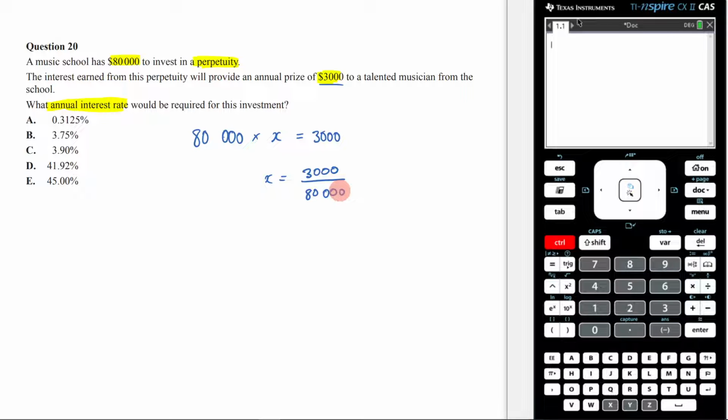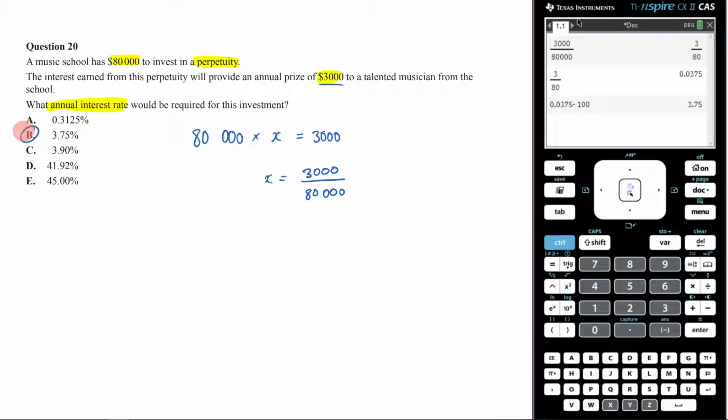So you can quickly come here and go, all right, 3,000 over 80, 1, 2, 3. And just like that, you have to make sure to hit Control, Enter. It's going to be that. If you need, you can times it by 100, but hopefully you can just read that off. It's going to be 3.75%. And that's it. That's how you do it. So you can really just do this in one step, do that, and you're done.